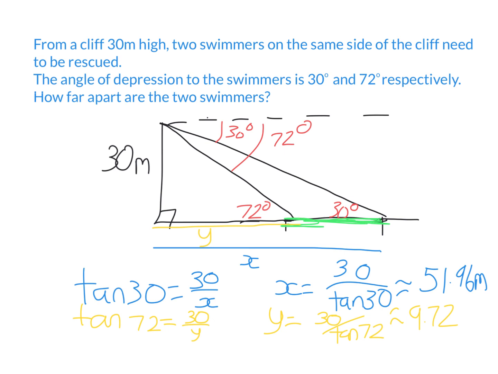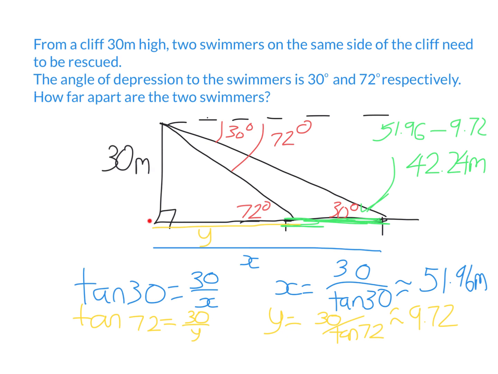So this distance here, the distance between the two swimmers, is simply 51.96, how far away the first swimmer was, minus how far away the second swimmer was, and you get about 42.24 meters. That's the distance between the two swimmers. So this will be helpful in a rescue situation.